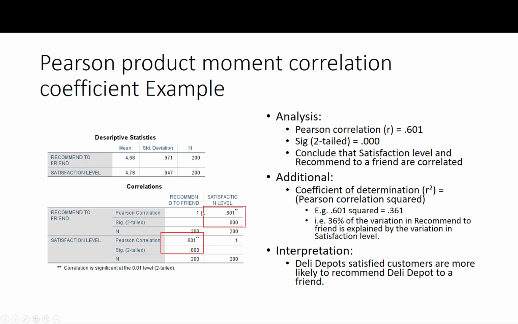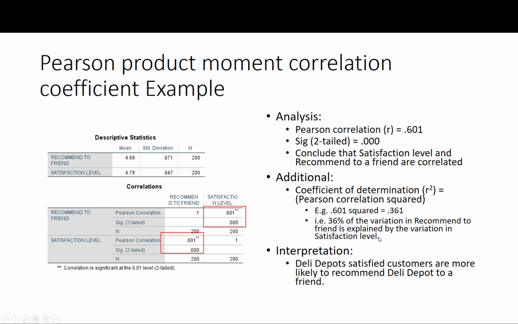What we see here is that our Pearson correlation, this number just here, and also it's the same here, is 0.601, and the significance of this is 0.000. So we conclude that satisfaction level and recommend to a friend are correlated because it is less than 0.05. In addition, the coefficient of determination, which is R squared, or the Pearson correlation squared, is 0.601 squared, which equals 0.361, i.e. 36% of the variation in recommend to a friend is explained by the variation in satisfaction level.